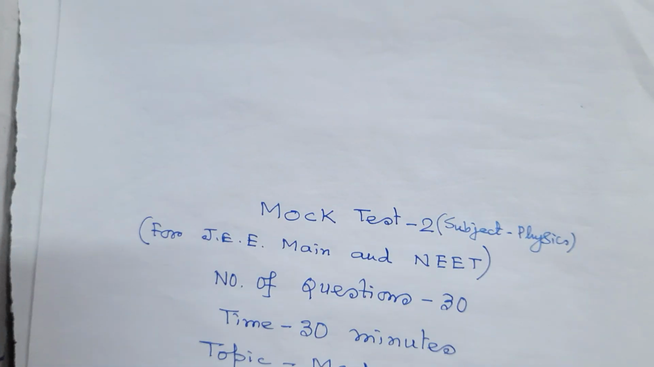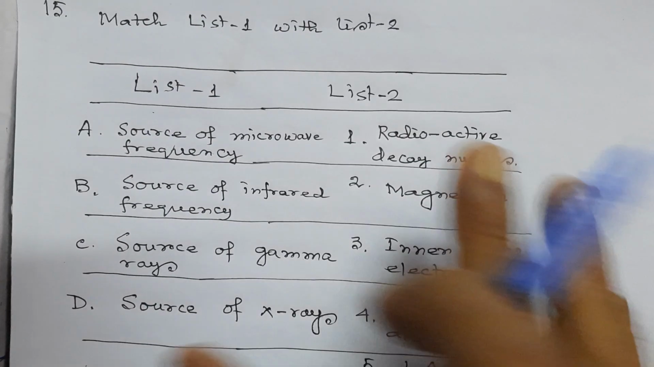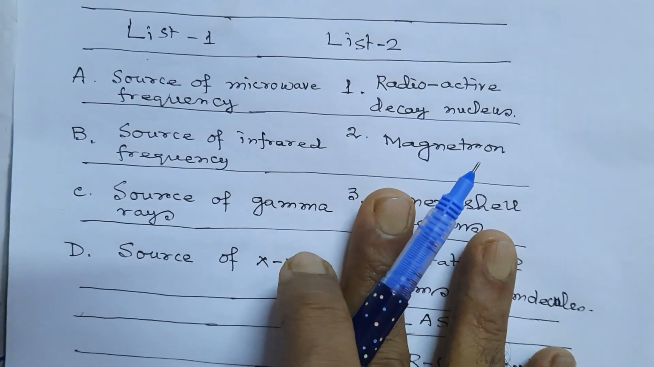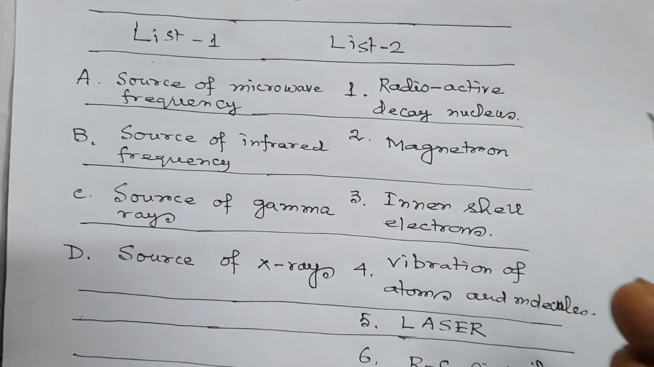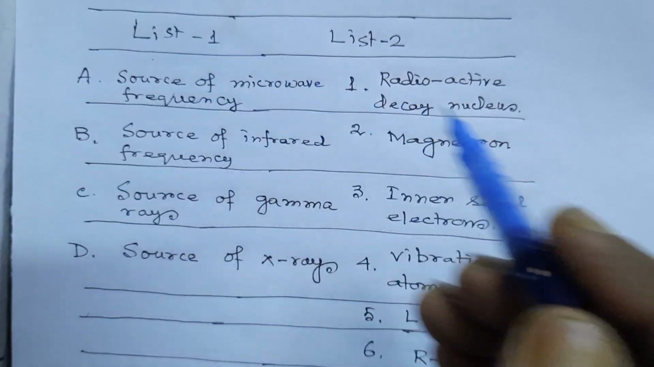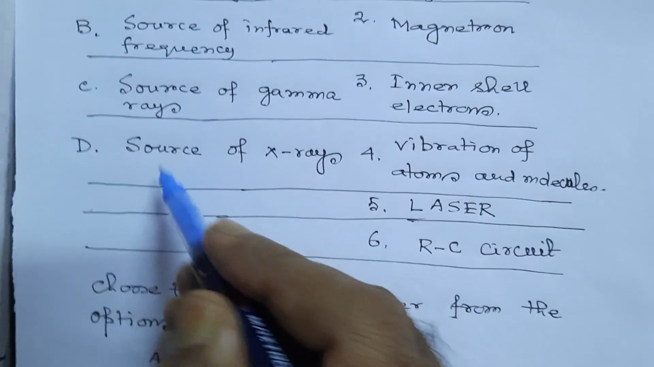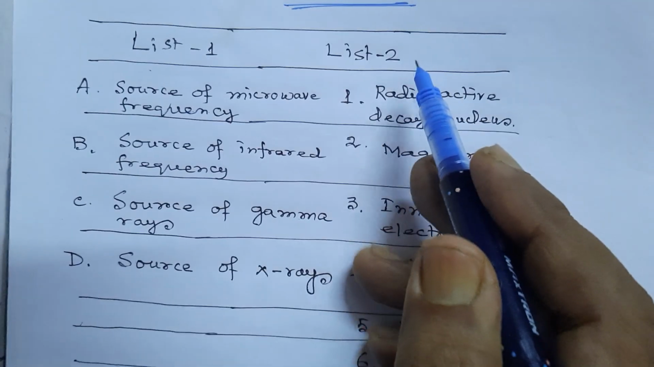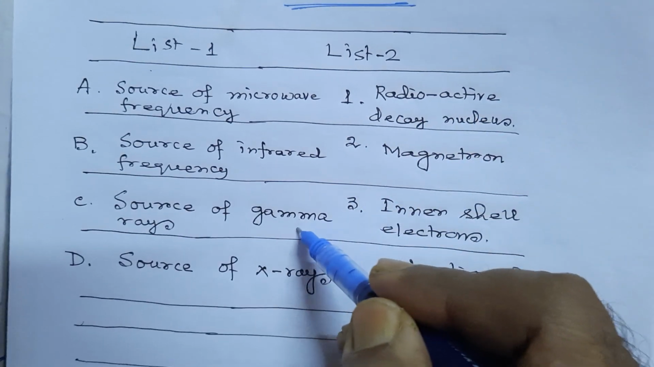Next, let us see question number 15. Match list 1 with list 2. This is a matching type question. Let us see the correct matching. List 1 has source of microwave frequency, next source of infrared frequency, next source of gamma rays, next source of X-rays. And in the right column, list 2, radioactive decay. From radioactive decay we get gamma rays.